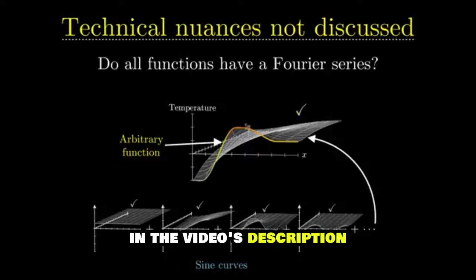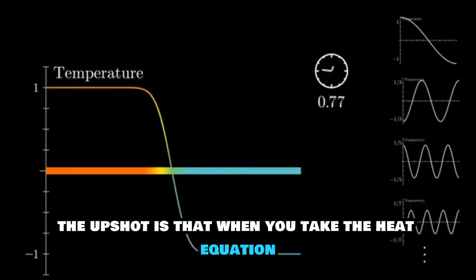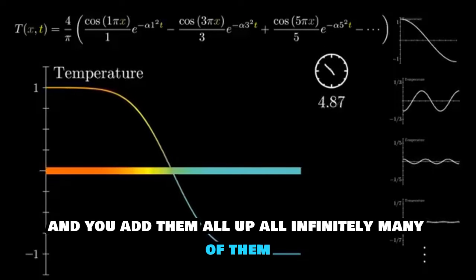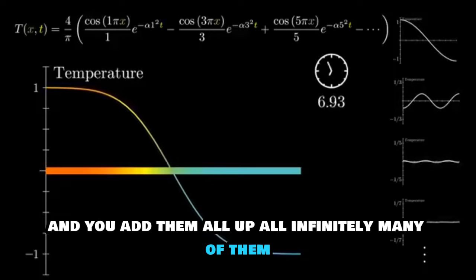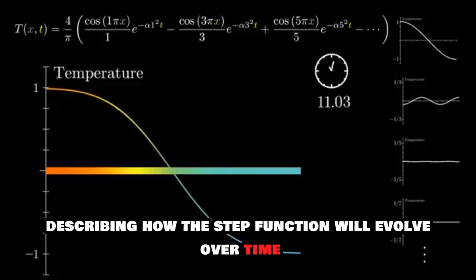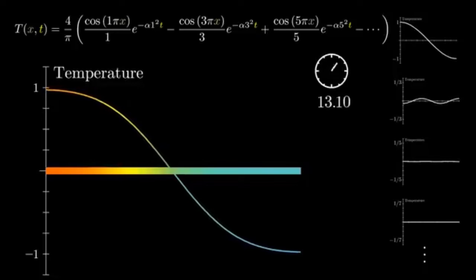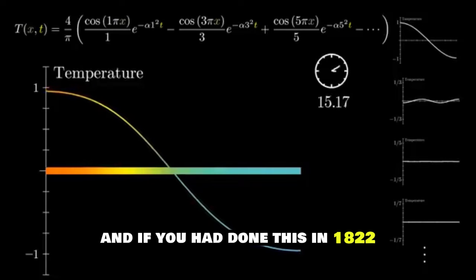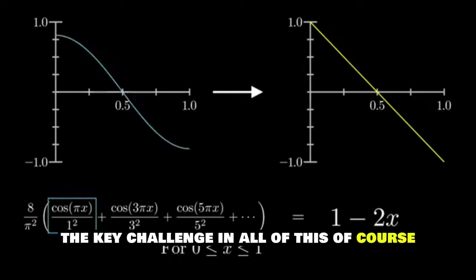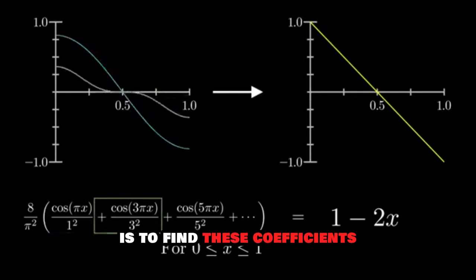in the video's description. The upshot is that when you take the heat equation solutions associated with these cosine waves, and you add them all up, all infinitely many of them, you do get an exact solution describing how the step function will evolve over time. And if you had done this in 1822, you would have become immortal for doing so. The key challenge in all of this, of course, is to find these coefficients.